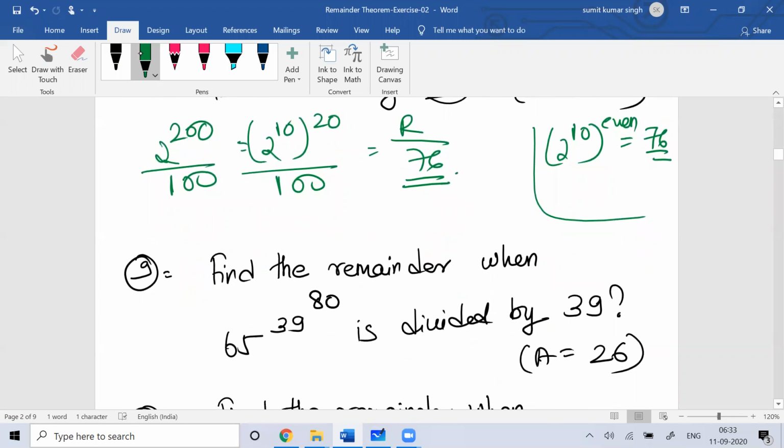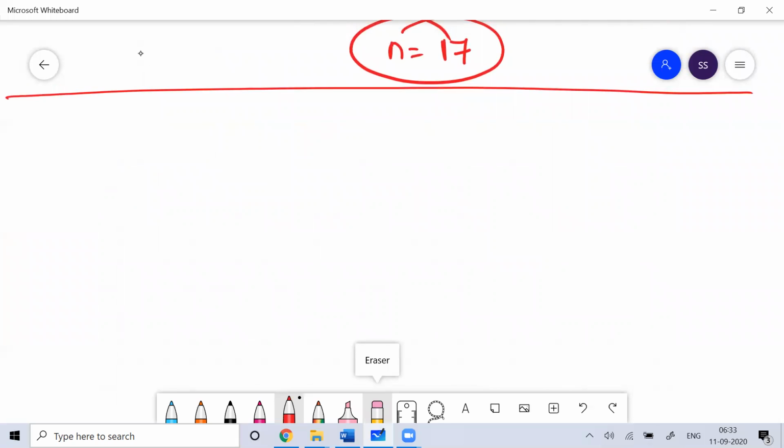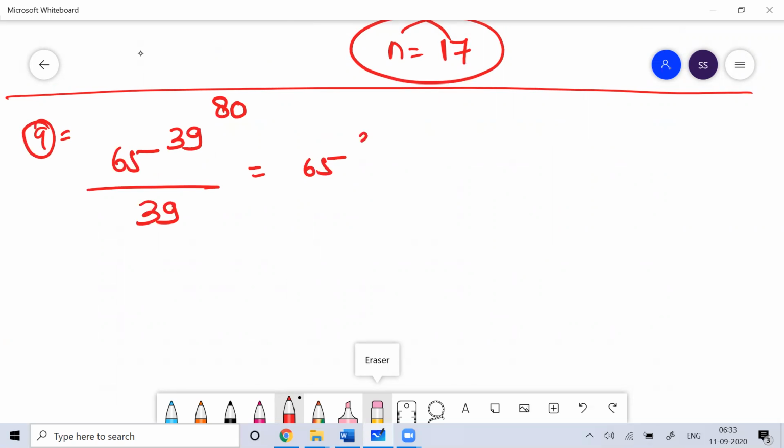Now, this question, find the remainder. This is again a Chinese remainder theorem based problem. So question number 9, you can see that it is 65 to the power 39 to the power 80, when you divided by 39. I can write 39 as 3 into 13.